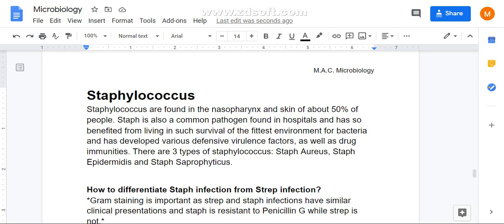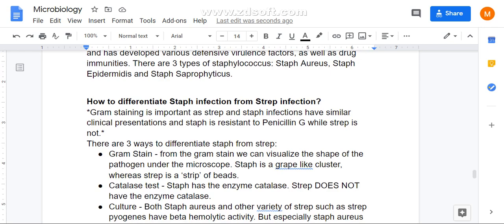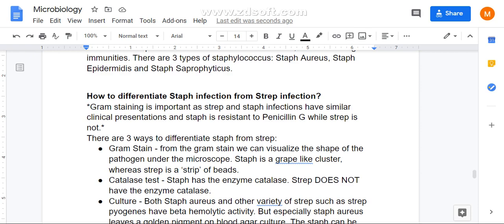Alright, so yeah, you guys are right. So the first thing being gram staining. From here, you can visualize the shape of it on the microscope. So Staph is a grape-like cluster, and strep is a strip. Catalase: Staph has the enzyme catalase, strep does not have the enzyme catalase.